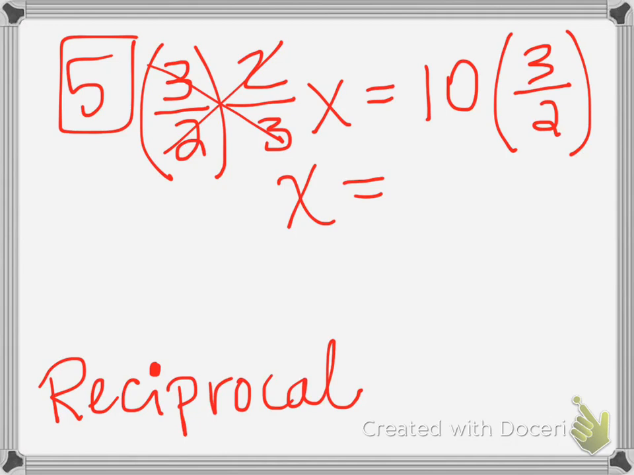Now, the easiest way to do this is to take my number, my integer, multiply it by the numerator, divide by the denominator. So, 10 times 3 is 30, divided by 2 is 15.